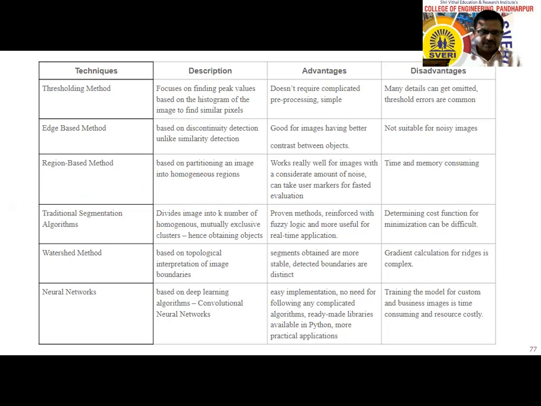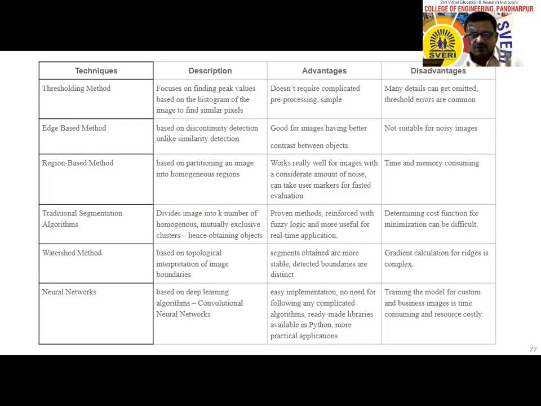On the left hand side, that is thresholding technique, edge-based method, region-based method, traditional segmentation algorithms, watershed method, neural network, and three categories are there, that is description, advantages and disadvantages. Now I will read one by one method. Thresholding method. Description focuses on finding peak values based on the histogram of the image and to find similar pixels.